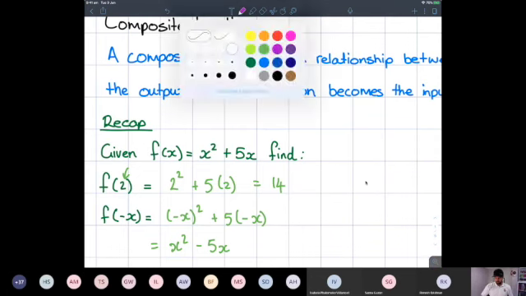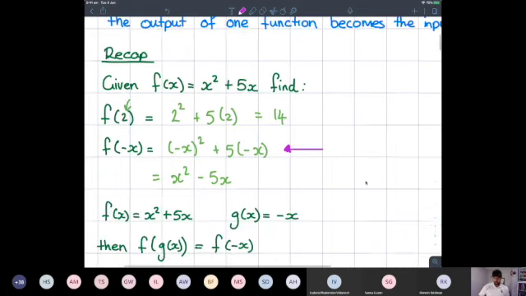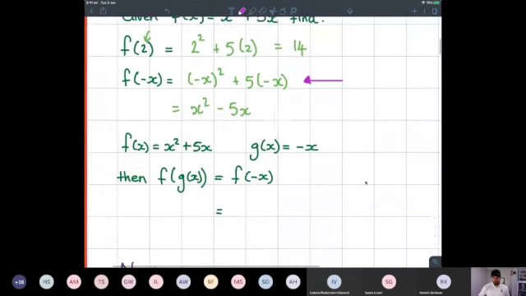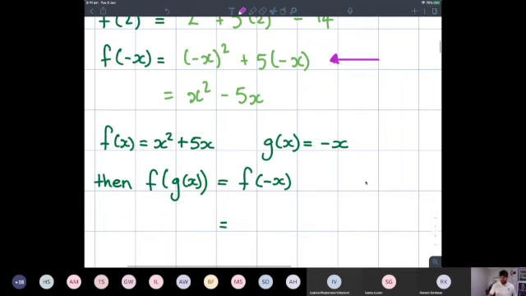Where I want to branch out from this is in this recap example, where we did our odd and even functions. That's the first time you've actually come across composite functions, that this f of negative x is actually a composite function. And what I mean by that is we can think about this in 2 different ways. I can think that negative x is a function in itself, it's a graph.